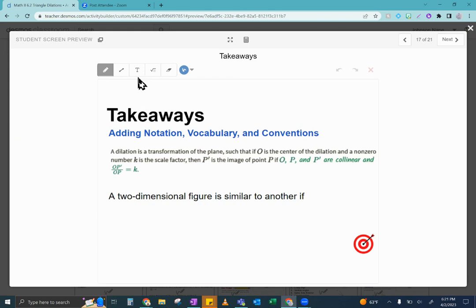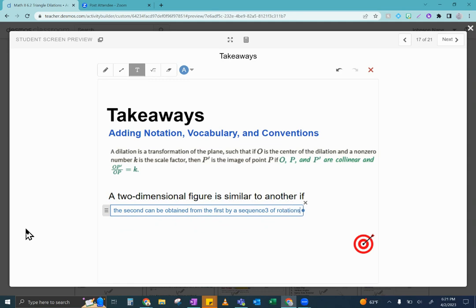And then lastly, a two-dimensional figure is similar to another if, okay, now this is the definition, so pay attention, the second can be obtained from the first by a sequence of rotations, reflections, translations, and dilations. Okay.